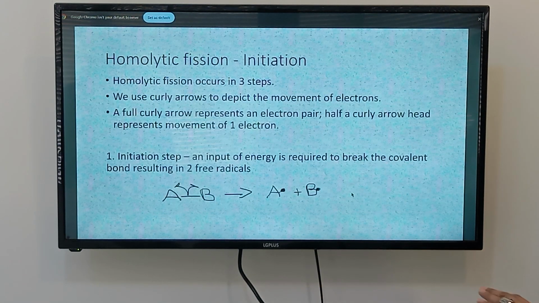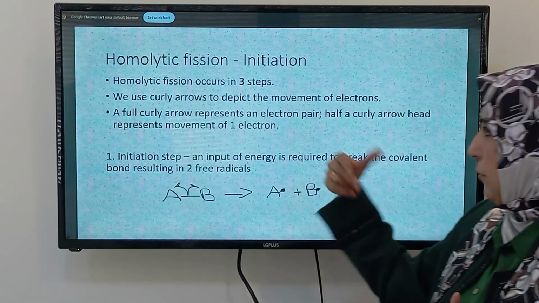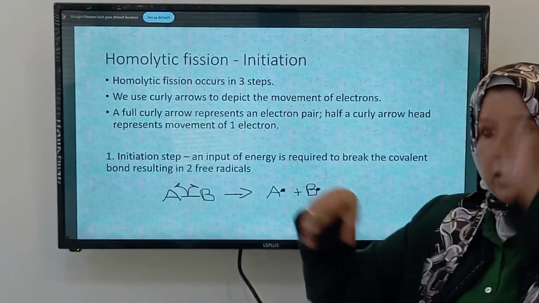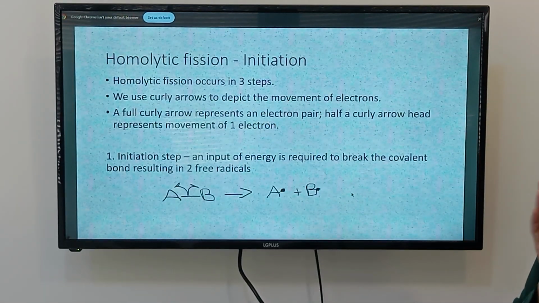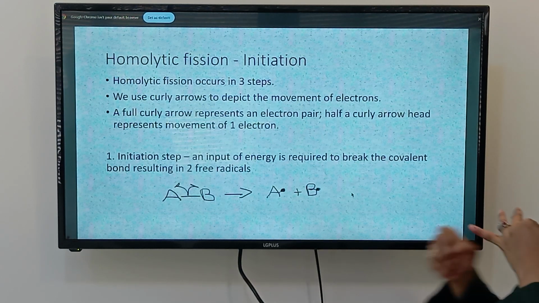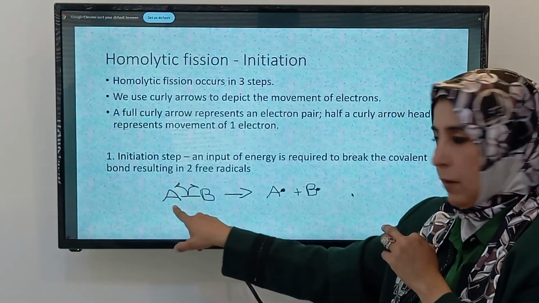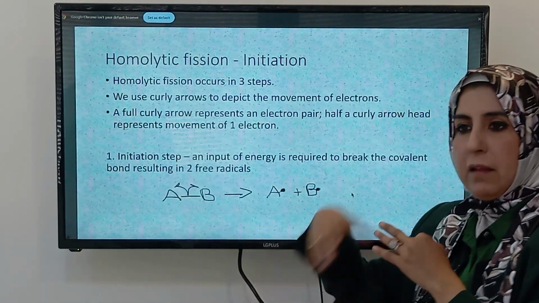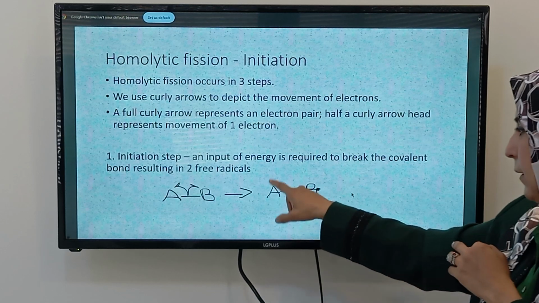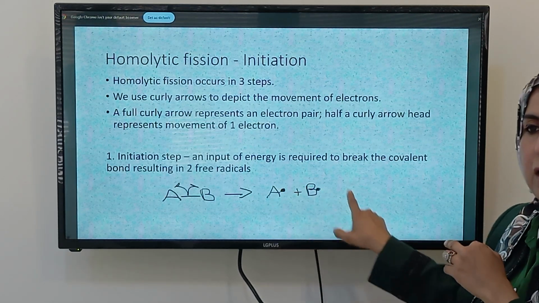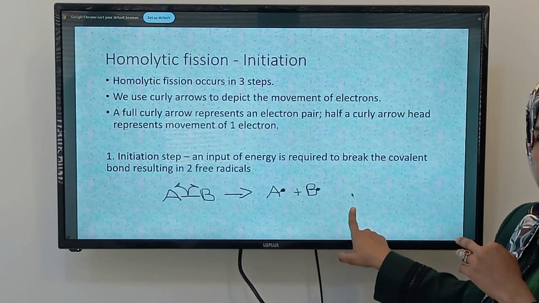I come back. We said before, homolytic fission will be in three steps. One of them is initiation. That means breaking the covalent bond between A and B, resulting in the free radical of A and the free radical of B.